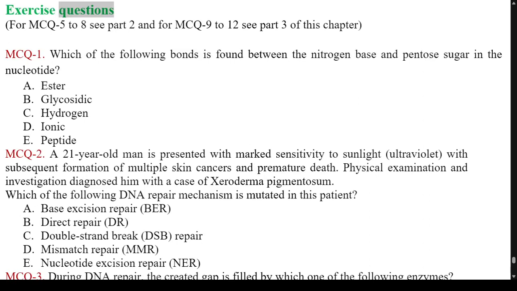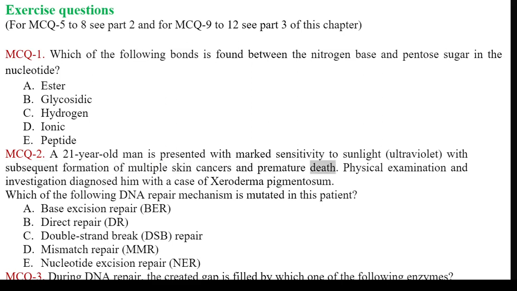Exercise questions. For MCQ 5 to 8 see Part 2 and for MCQ 9 to 12 see Part 3 of this chapter. MCQ 1. Which of the following bonds is found between the nitrogen base and pentose sugar in the nucleotide? Ester. Glycosidic. Hydrogen. Ionic. Peptide.